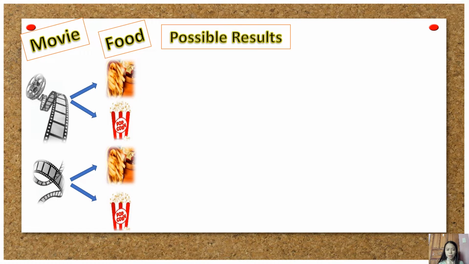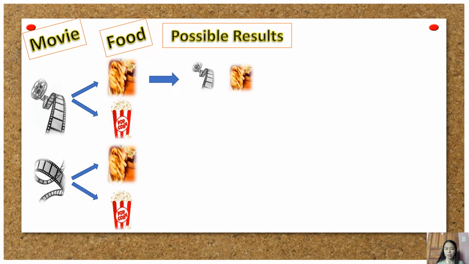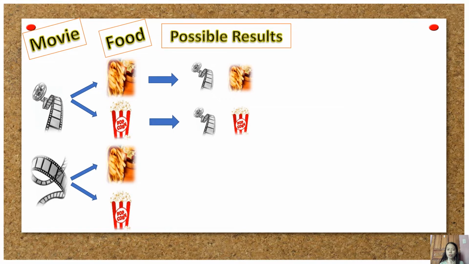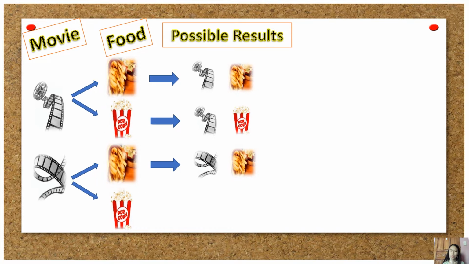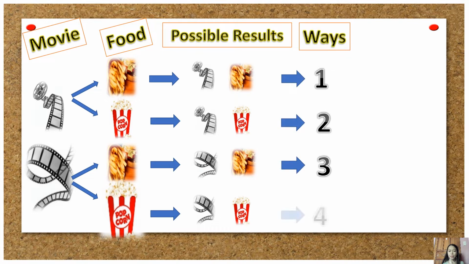First possible result is watching Spider-Man together with fries. Second is watching Spider-Man together with popcorn. Or watching All of Us Dead with fries. Or watching All of Us Dead with popcorn. So how many possible ways are there? Yes, we have 1, 2, 3, and 4 ways. We have 4 possible ways.